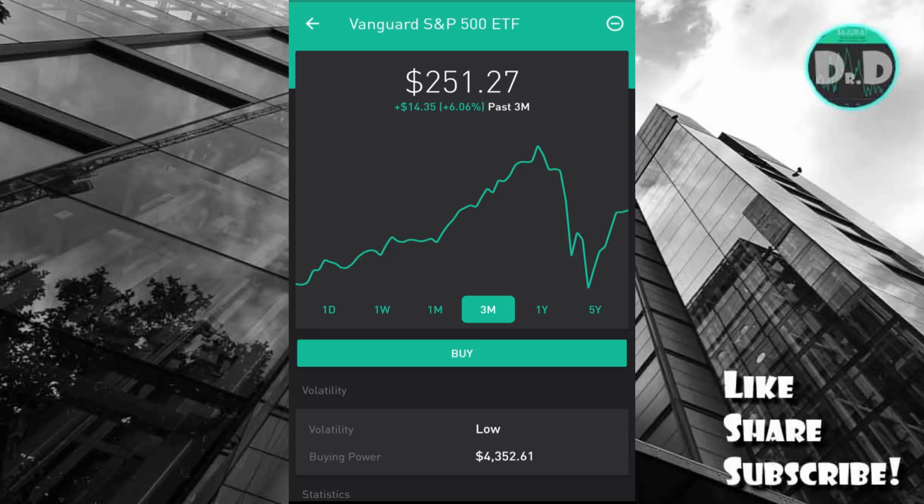Another way of doing this is what's called value cost averaging, a little bit more sophisticated. And with value cost averaging, you're trying to meet a certain portfolio value.